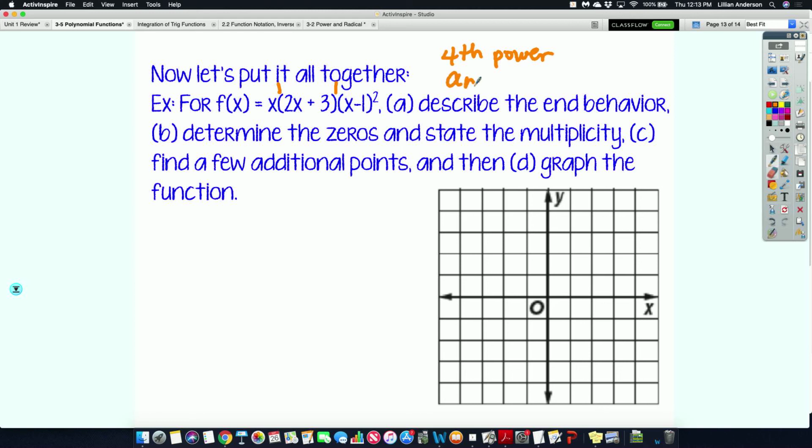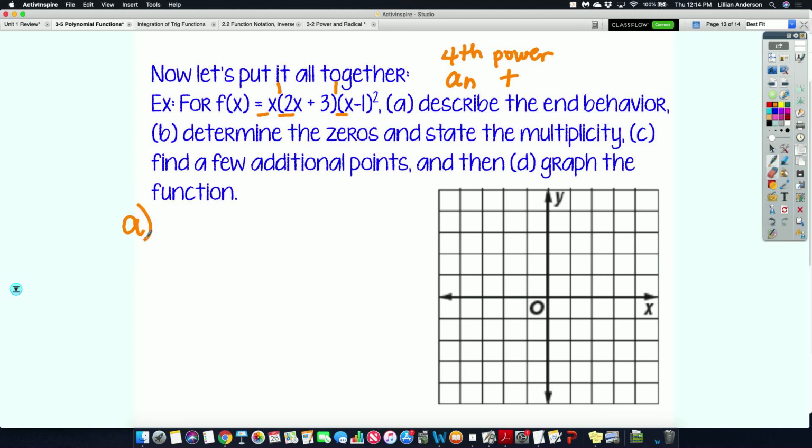And is a sub n positive or negative? And you know it's positive because look at the coefficients. This is positive, and this is positive. Positive times a positive is a positive. So again, look at the degrees, look at the multiplicities to determine the power, and then look at the coefficients of each one of those factors to determine if it's positive or negative.